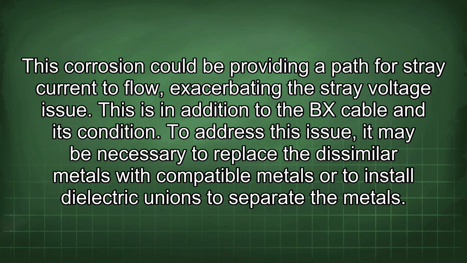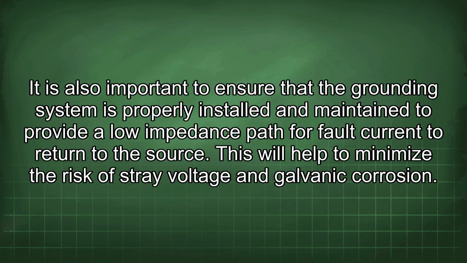To address this issue, it may be necessary to replace the dissimilar metals with compatible metals or to install dielectric unions to separate the metals. It is also important to ensure that the grounding system is properly installed and maintained to provide a low impedance path for fault current to return to the source. This will help to minimize the risk of stray voltage and galvanic corrosion.